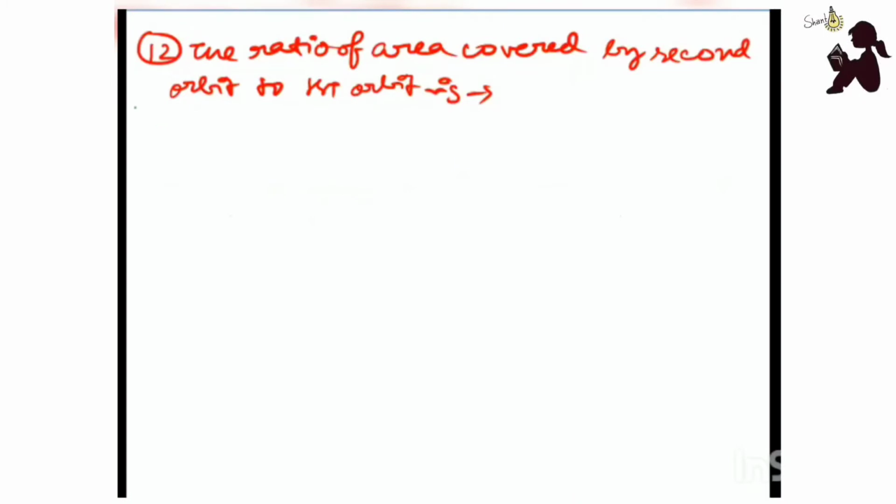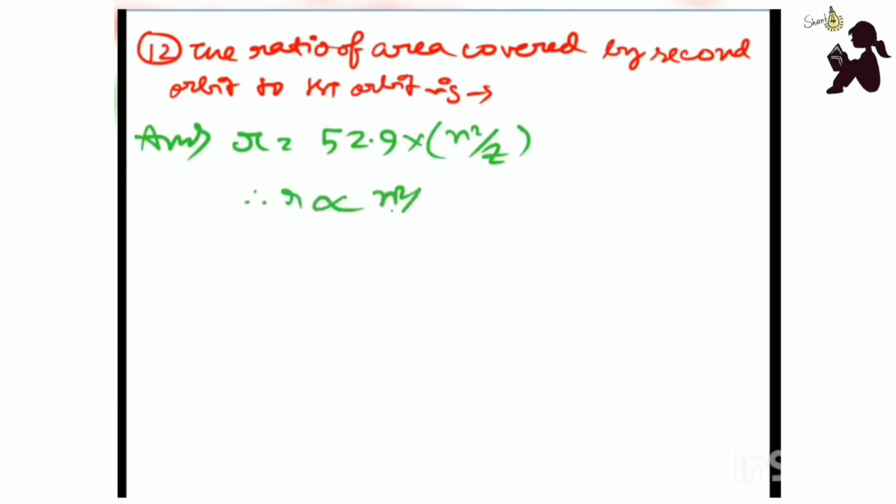So here, the ratio of area covered by the second orbit to the first orbit. What we are going to apply here is the radius formula we have learned. So let's apply that: r is equal to 52.9 into n square by z. So r is directly proportional to n square by z here. z is the same because it is the same atom, but here n is getting changed. So r2 by r1 equal to n2 square by n1 square, right?